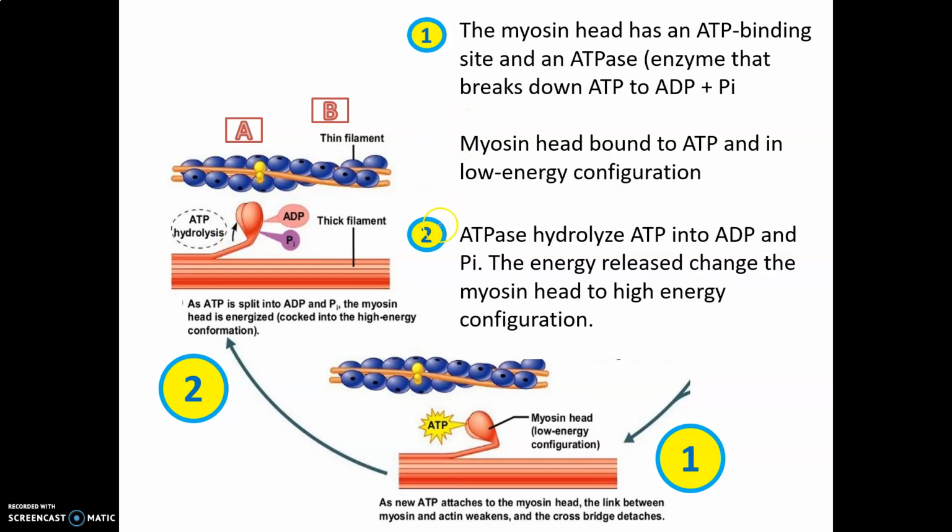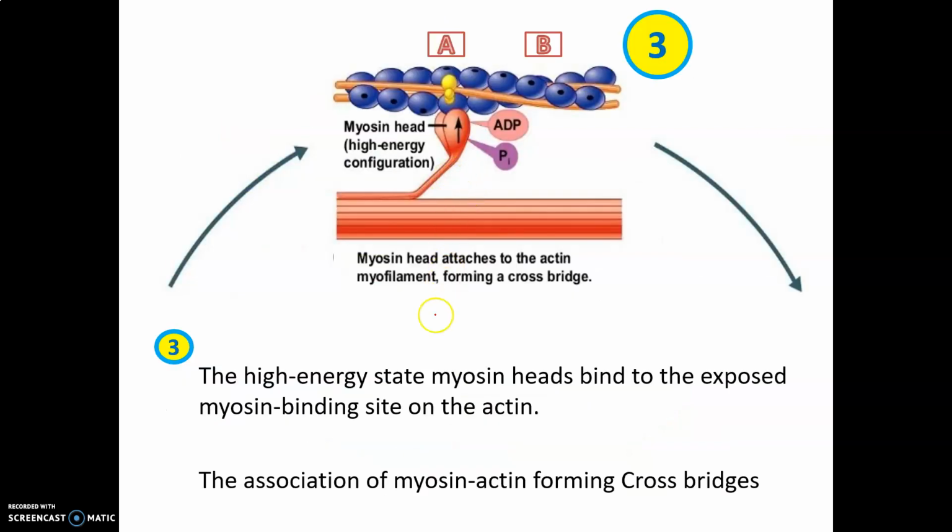Okay, next. What happen is that the high energy state myosin head binds to the exposed myosin binding site on the actin. Now dia akan ngap, akan pegang the myosin dekat myosin binding site. Dia akan form this what we call cross bridge. Akan ada cross bridge lah sebab adanya the binding of myosin dekat myosin binding site on the actin. Maksudnya ATP dah hydrolyze. Alright.